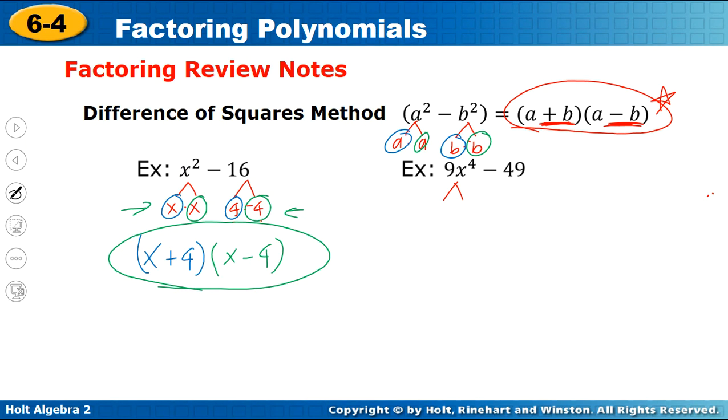9x to the 4th and 49. So 9x to the 4th, it's like a combination of perfect squares here, because 9 is a perfect square, it's 3 and 3.